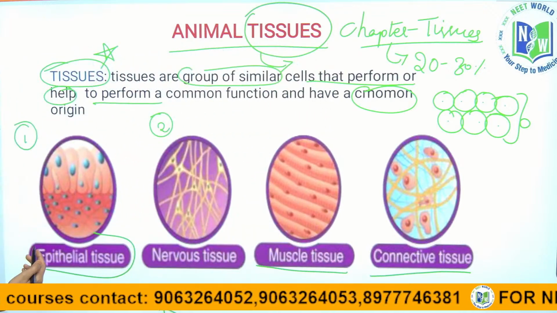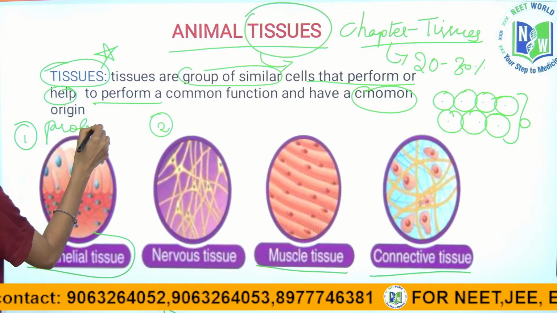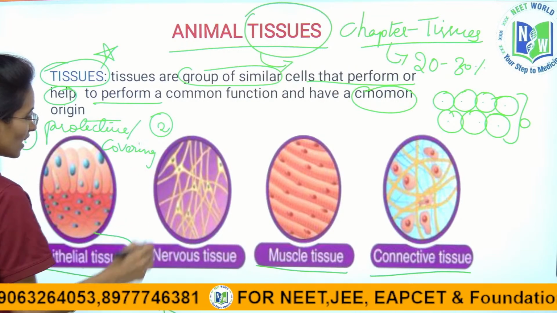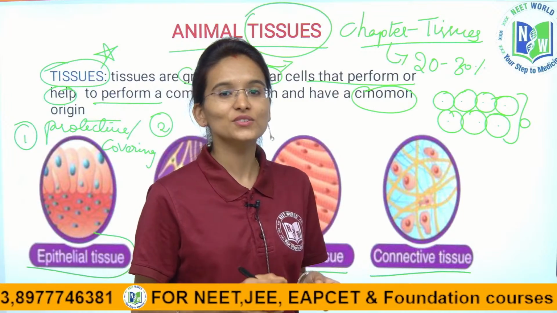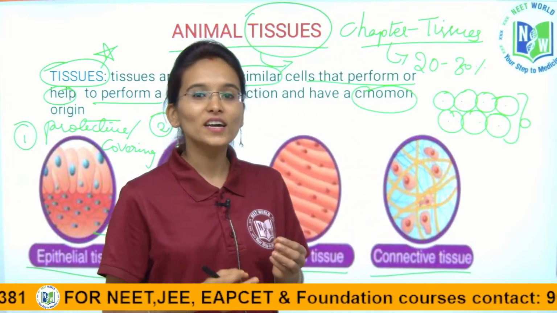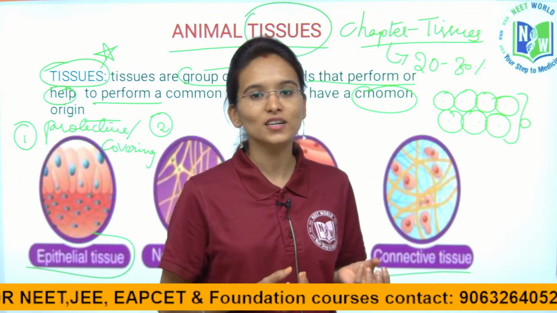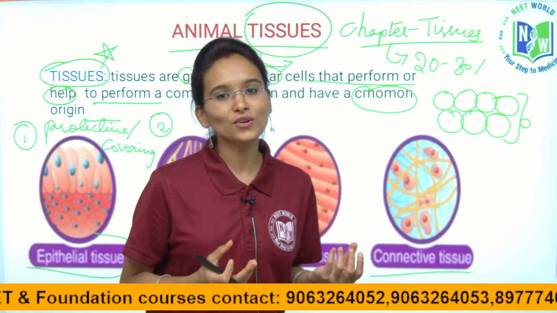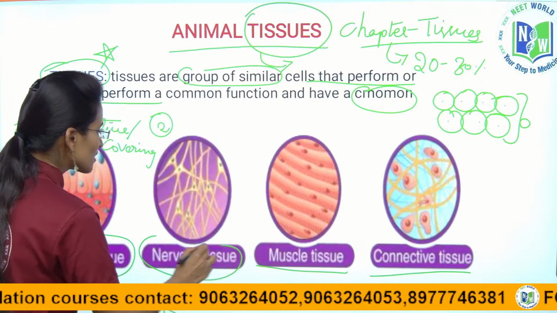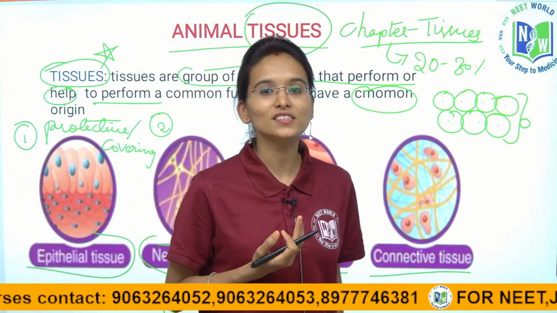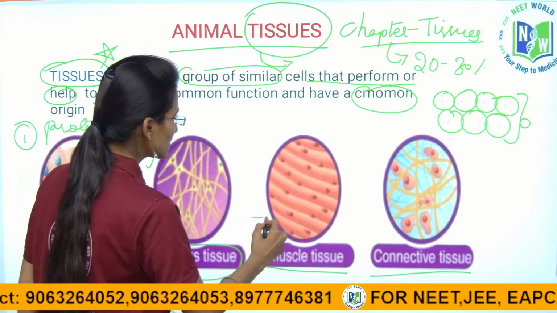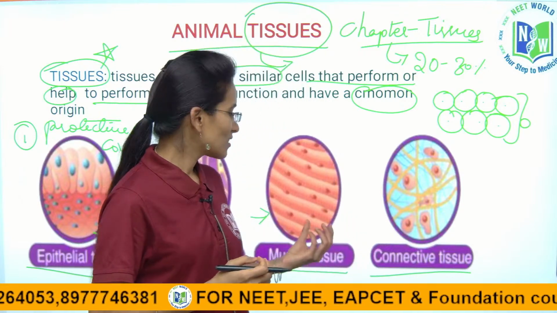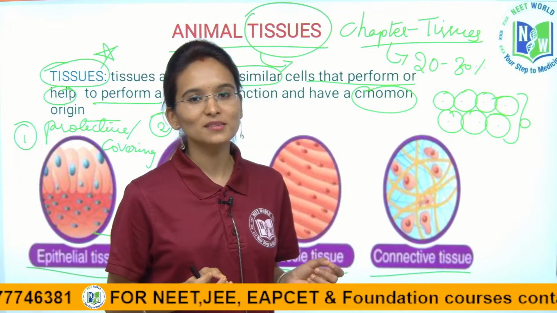Epithelial tissue is also called protective tissue, or covering tissue. Next, the nervous tissue is the most important and specialized tissue, which receives the stimulus and then transmits the messages. Here we need to study about the neurons. These are also called the functional units of the nervous system. And next, muscle tissue. It is also a very important tissue which is meant for strength. The muscle tissue provides strength and flexibility to your body.